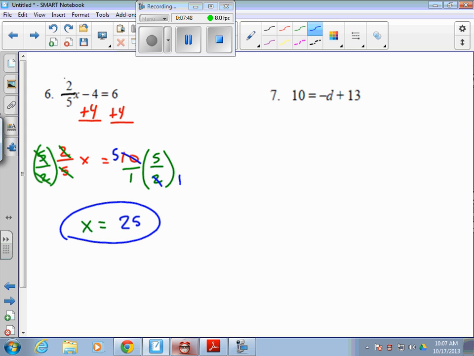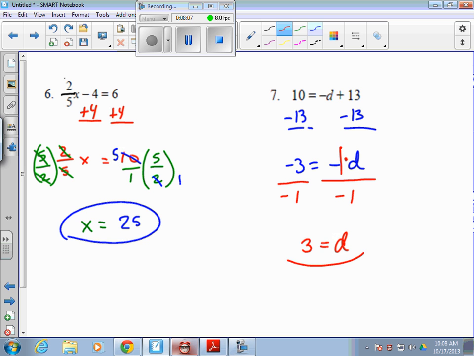Get rid of plus 13 since you only have D on the right side. So move that over. Subtract 13 on the left. Negative 3 equals negative D. That's the same thing as negative 1 times D. So undo that by dividing by negative 1. Do likewise on the other side.